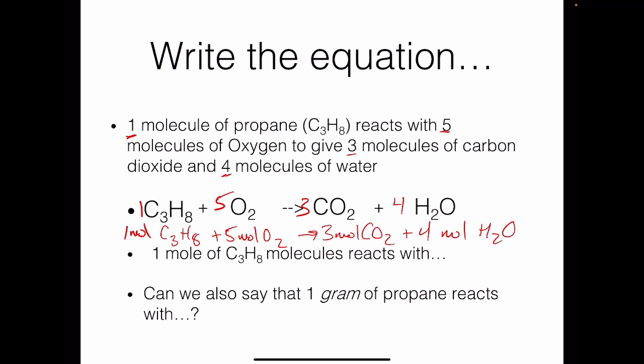Do they represent mass? So can we say 1 gram of C3H8 reacts with 5 grams of O2 to produce 3 grams of CO2 and 4 grams of H2O? We cannot say this, and we can't say this because we know that each compound has a different molar mass.